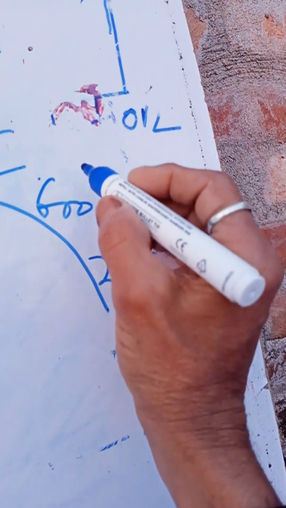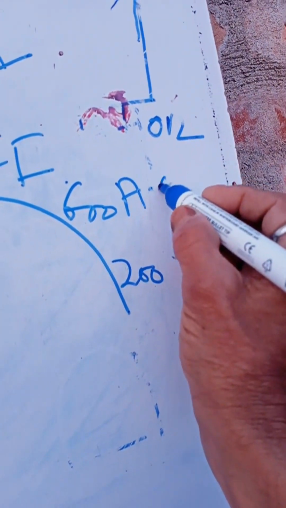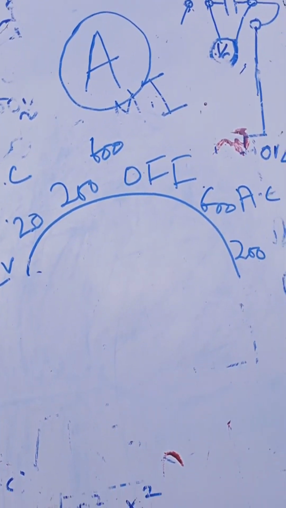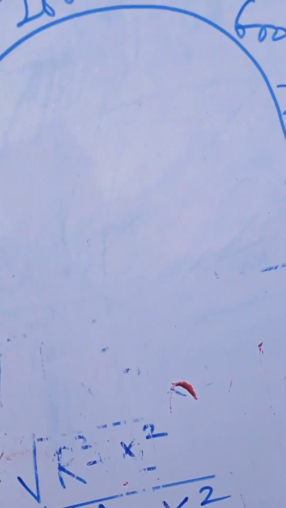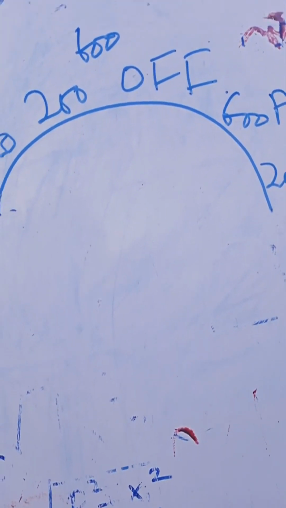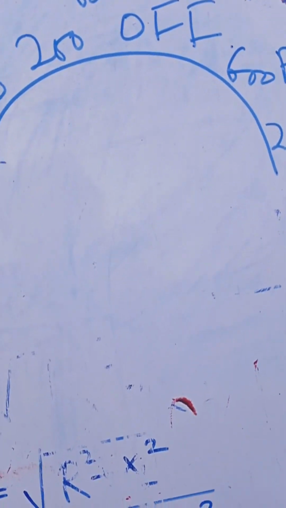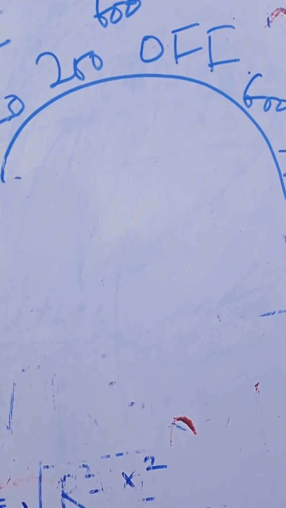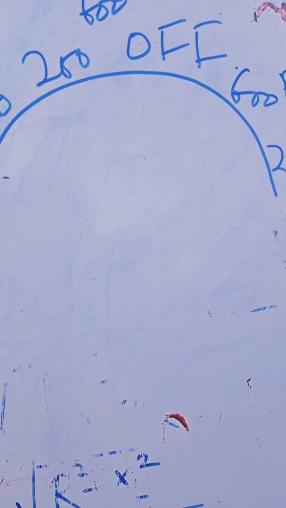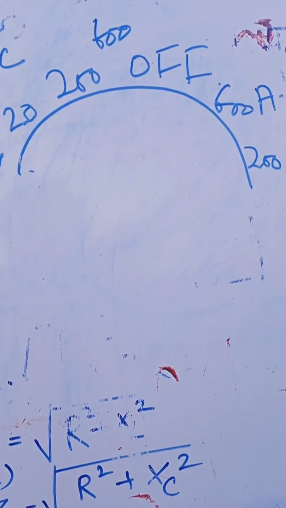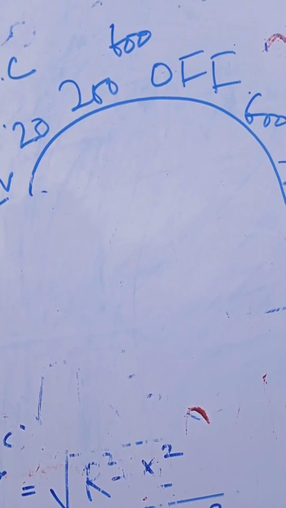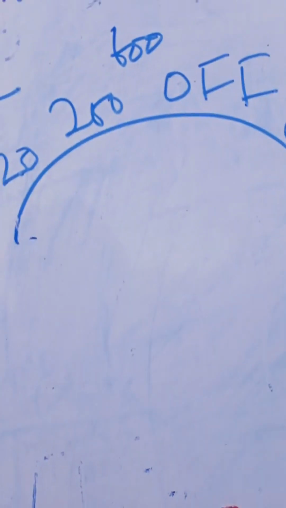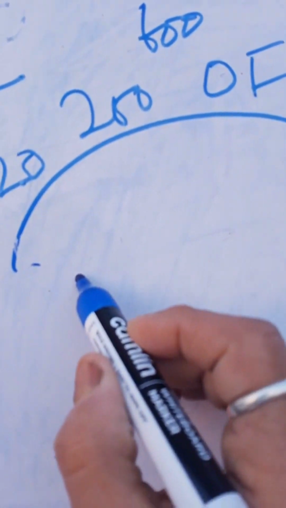DC, here AC. The selection of the range of the multimeter is very important, otherwise it will burn out. And when you do your experiment, you should prepare the apparatus table. You will write what type of ammeter and voltmeter you have used, and you should mention the range.